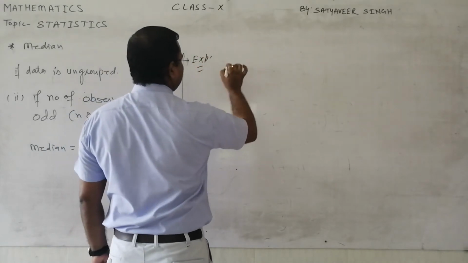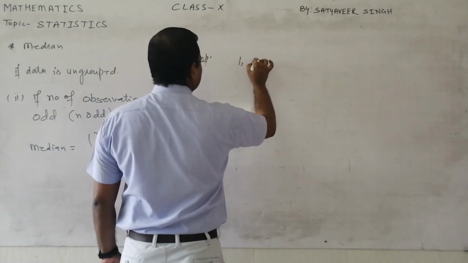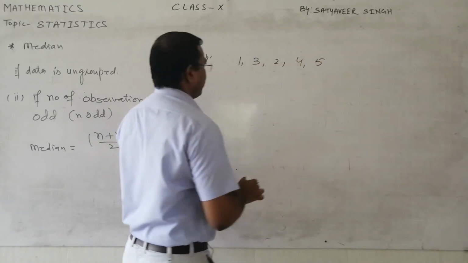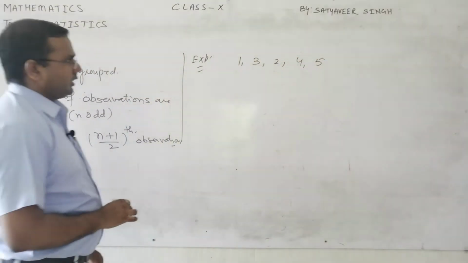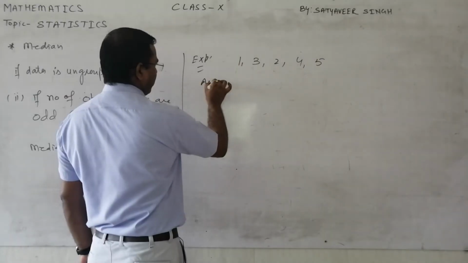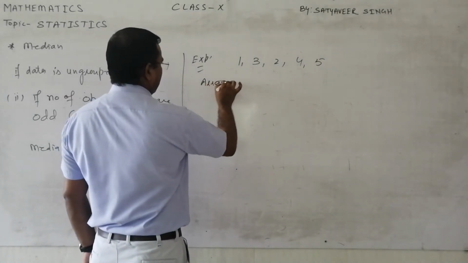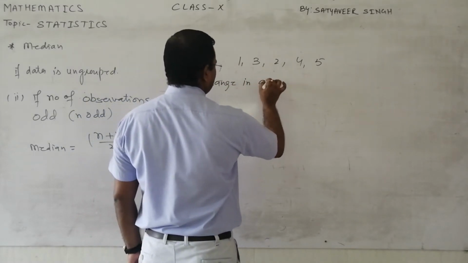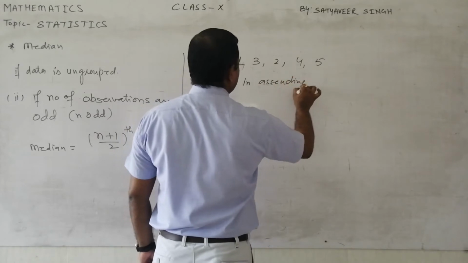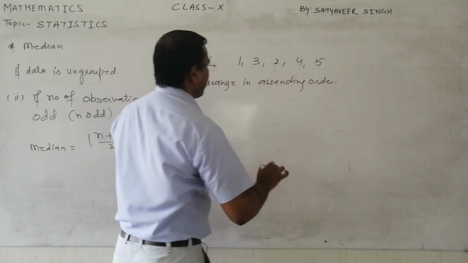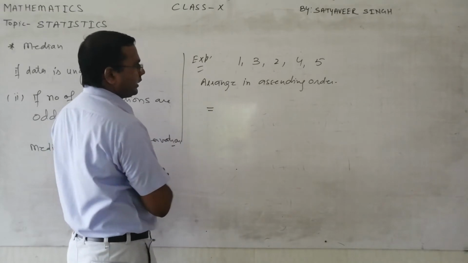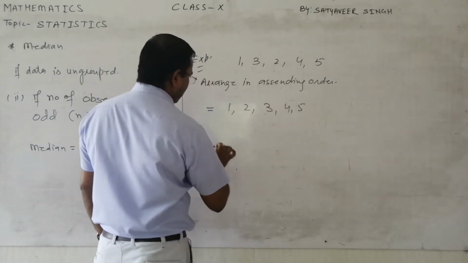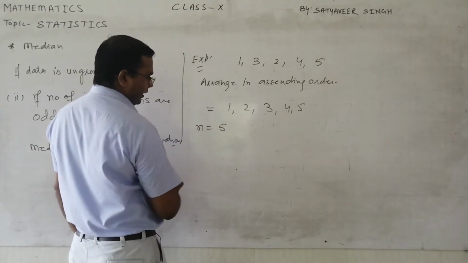I am taking this example like 1, 3, 2, 4 and 5. Maybe these are the 5 observations I have taken. So I will arrange them first of all in ascending order. So whenever you will find the median, first of all arrange the data in the ascending order. So it is 1, 2, 3, 4 and 5. We can write n is equal to 5, which is odd.